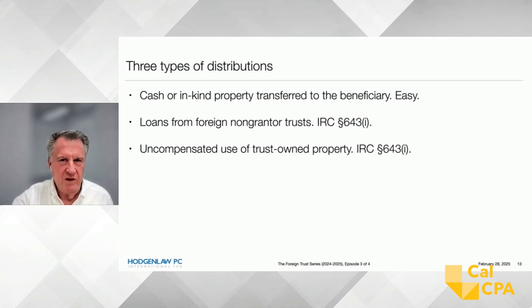Similarly, if a trust owns property and lets the U.S. beneficiary use that property without paying for it. The trust owns a house, the U.S. beneficiary gets to go live in the house rent-free. Uncompensated use of trust-owned assets is going to be treated as a distribution equal to the fair market value of what that use is. So in the case of a home, what would it rent for? That's how much you're going to have as a distribution.